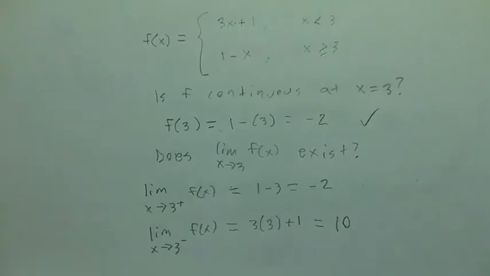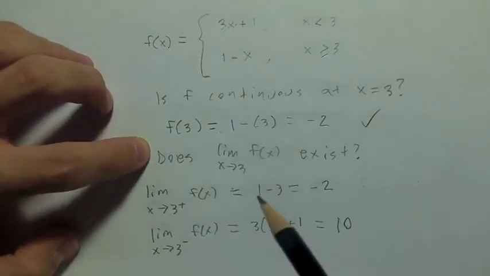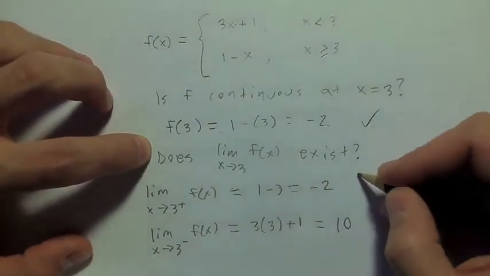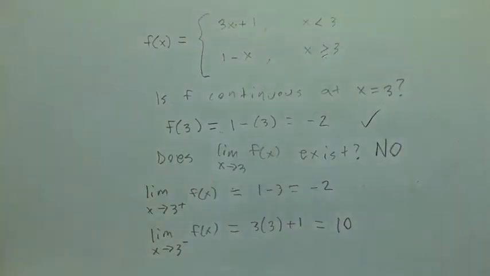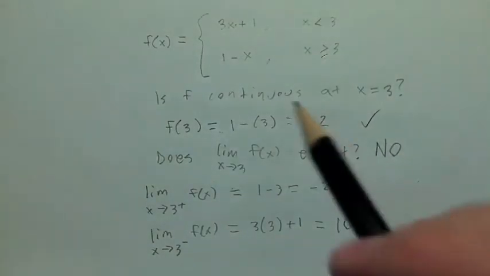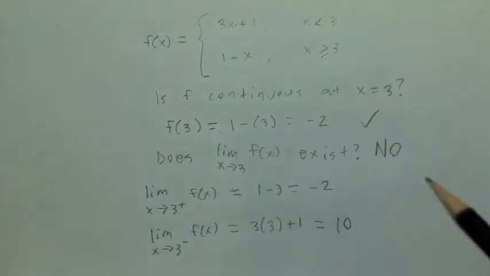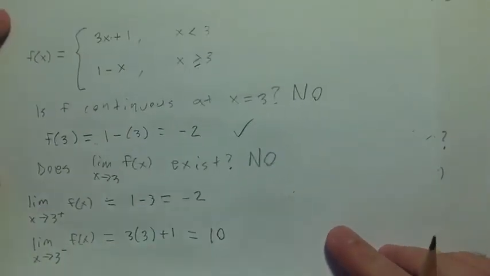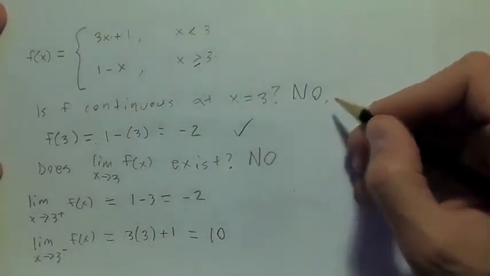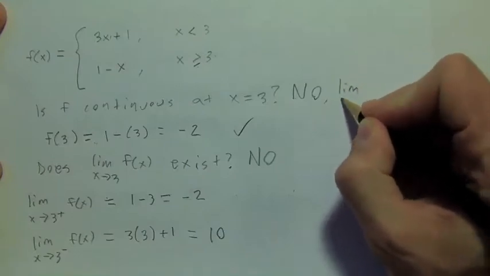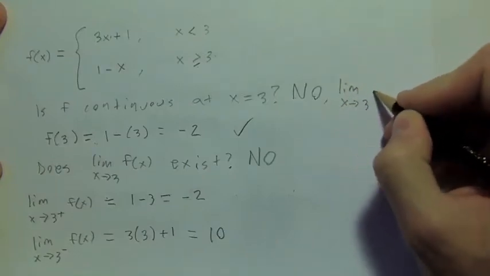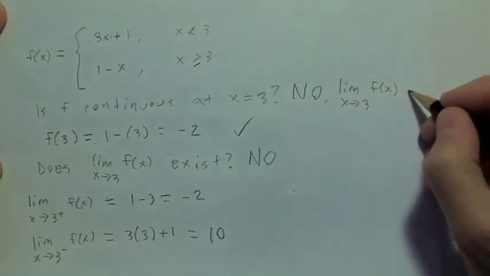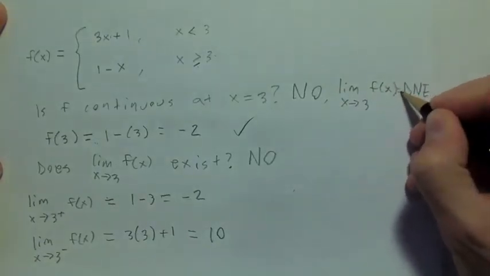And here's the question. Do these two guys match? No. So does the limit as x goes to 3 of f of x exist? The answer is no. Okay. And so, is f of x continuous at x equals 3? The answer is no. And you're always going to be asked, for the most part, to write why. And the answer is because the limit as x goes to 3 of f of x does not exist.